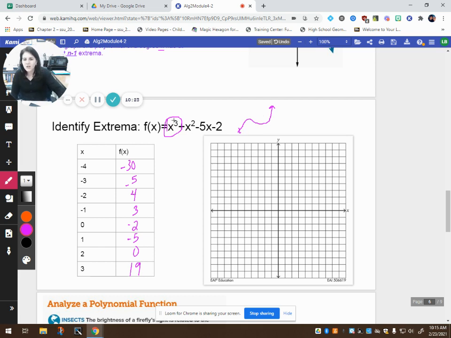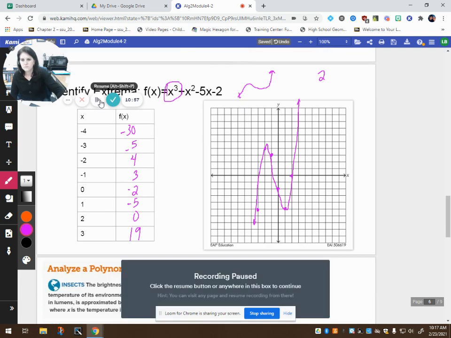Okay, the other thing that I know is that because this number's 3, well, 3 take away 1 is 2, so that means it's going to have at most 2 turning points, right? And because this number's 3, that means that it's going to cross the x-axis at most 3 places. There could be some imaginary roots, but there cannot be more than 3 real roots. So let's sketch this graph out now and see if our graph matches what we thought that it should look like.